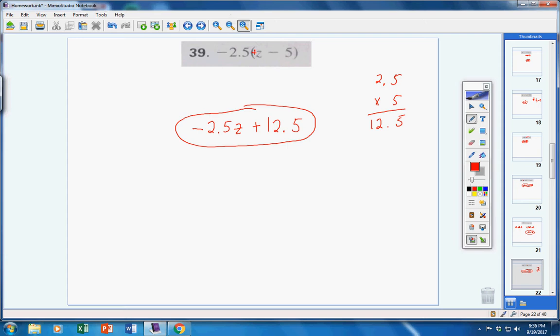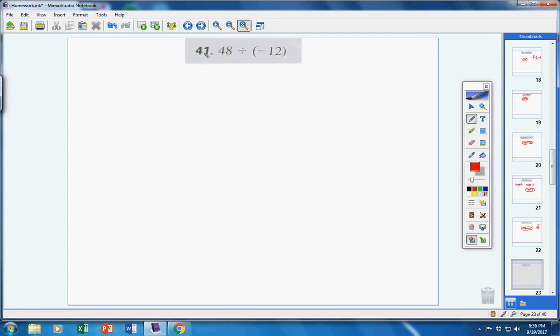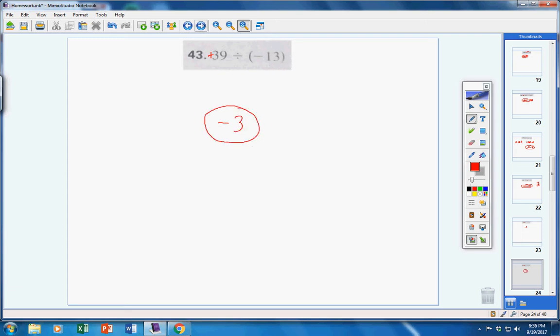Alright. Moving on now to numbers 41 through 47 on. We're going to find the quotient. Okay? So here we go. We have a positive divided by a negative. That's negative. And 48 divided by 12 is 4. Number 43. We have a positive divided by a negative. That's a negative. 39 divided by 13 is 3.